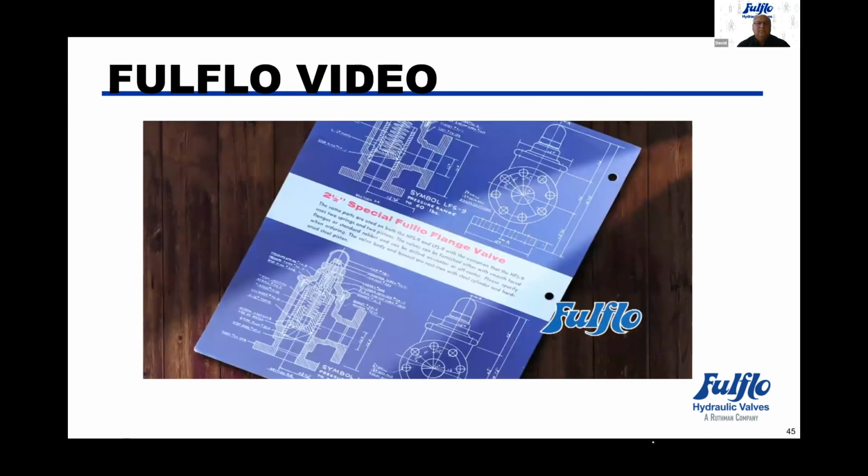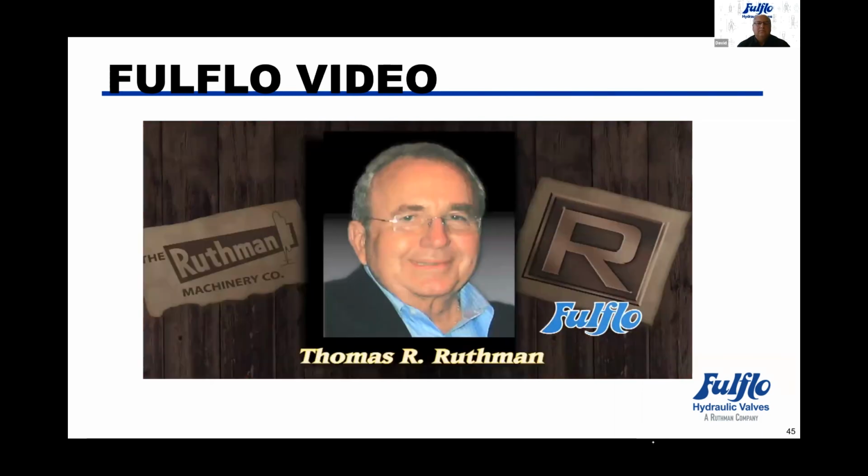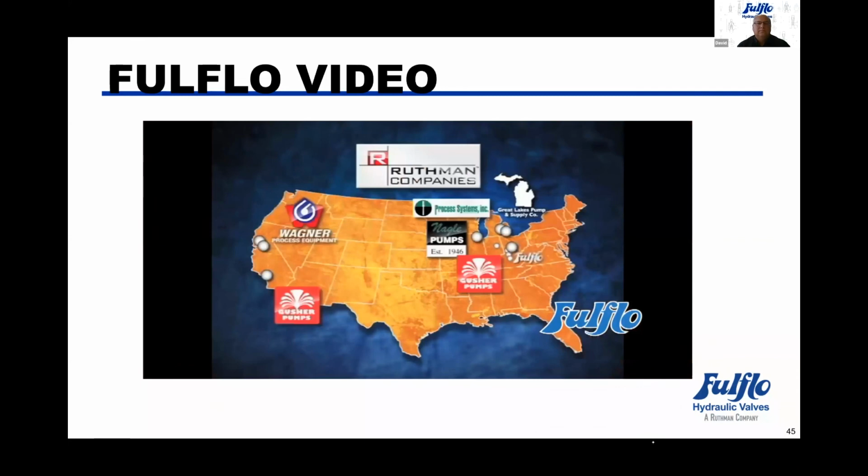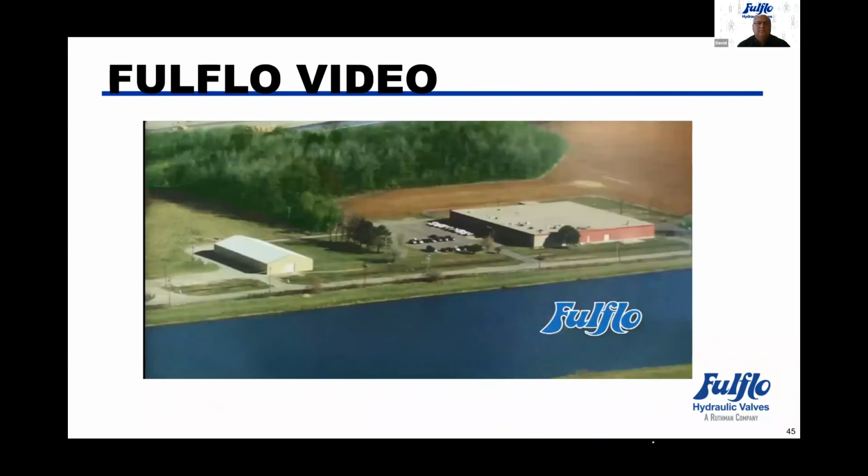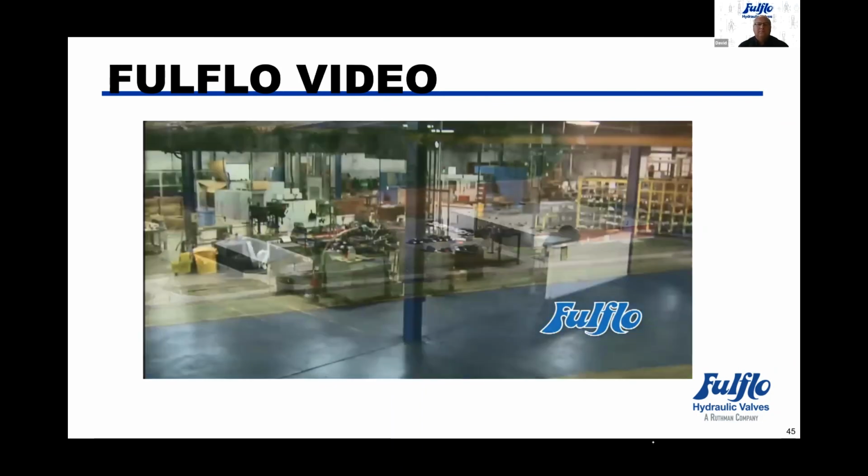Fulflo Specialties Company was then purchased by Thomas R. Ruthman, and it remains part of the Ruthman family of companies to this day. In 1998, Fulflo moved to its current location, a state-of-the-art 42,000 square foot manufacturing facility less than a mile from their original location, to ensure that the growth of our business goes uninterrupted to meet the demands of our customers.